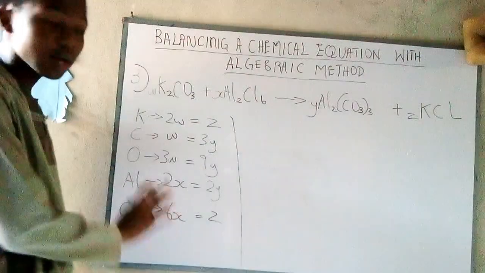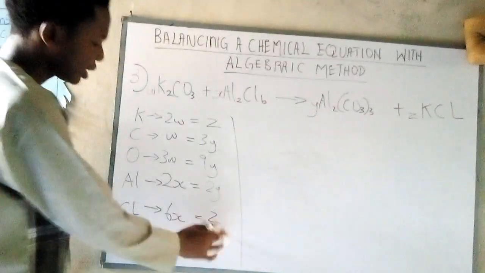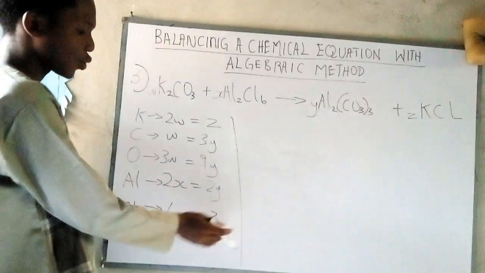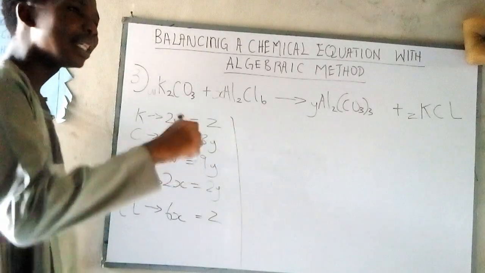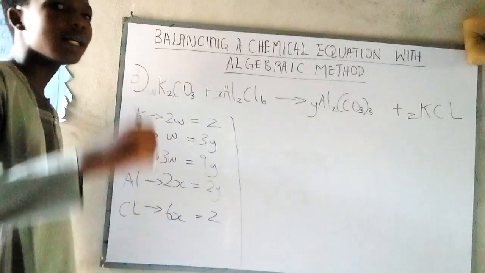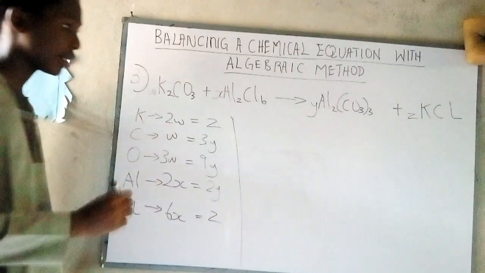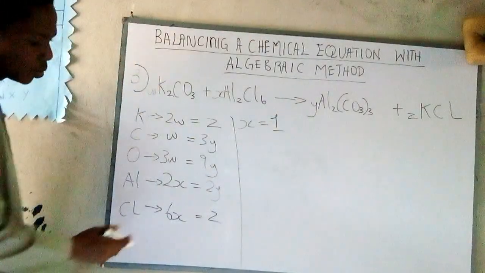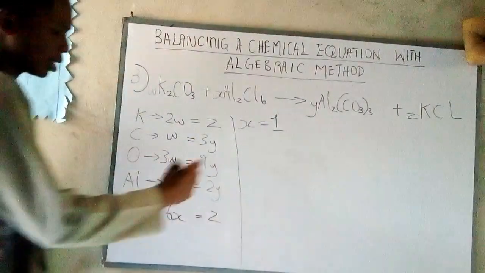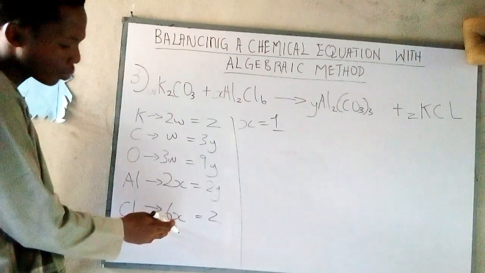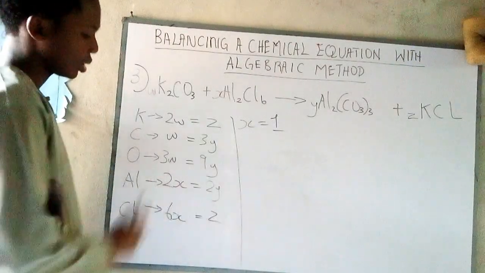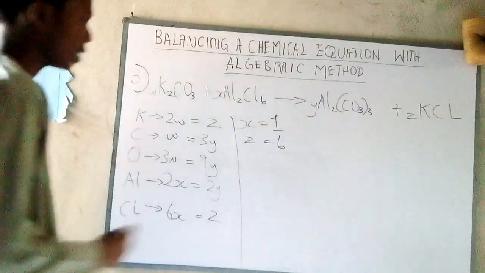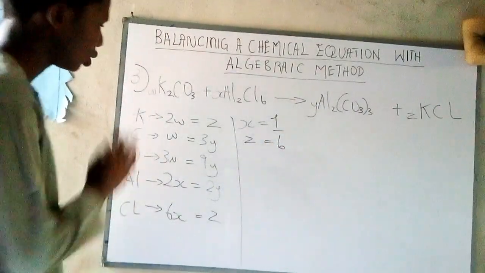Now from the look of things, look at it well. You notice that this is obviously the smallest. If 6x can give us 1z, if we give x an arbitrary number which is 1, let's give it 1. So x is now equal to 1. So 6x will give us Z. And 1 times 6 will give us 6. Which means Z is 6.